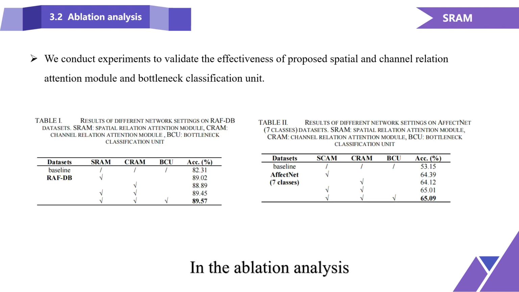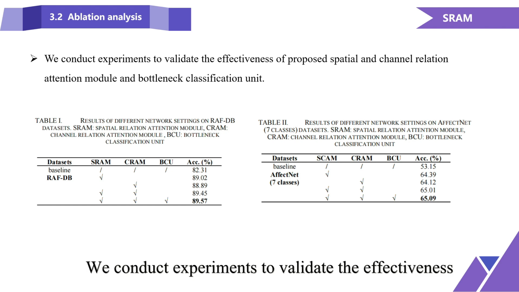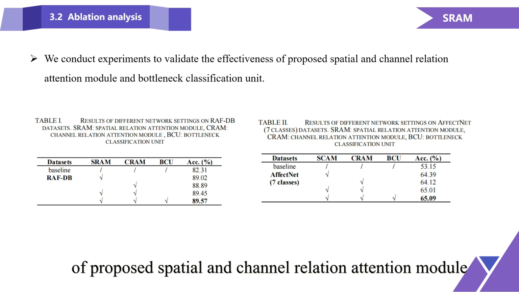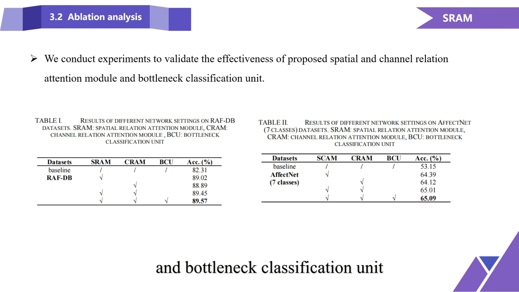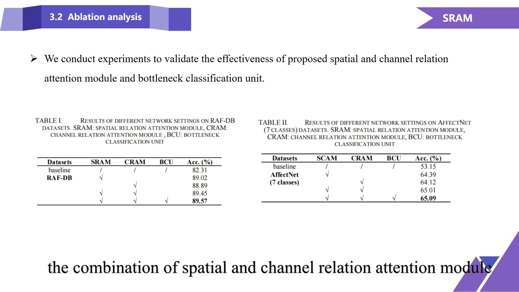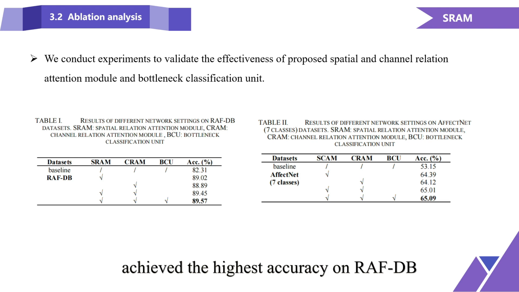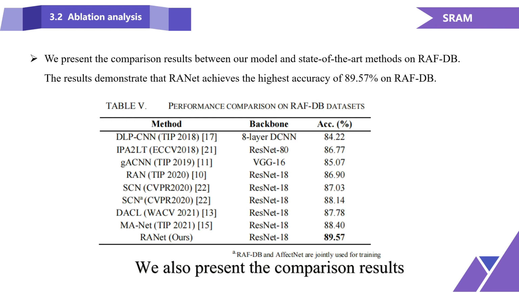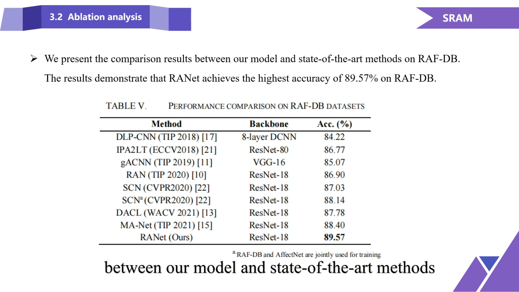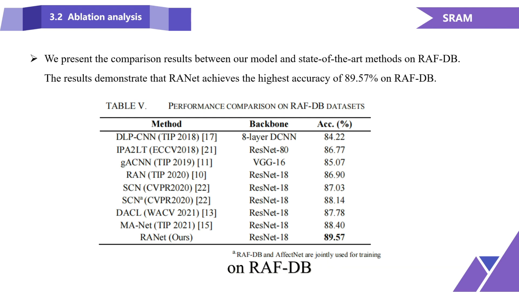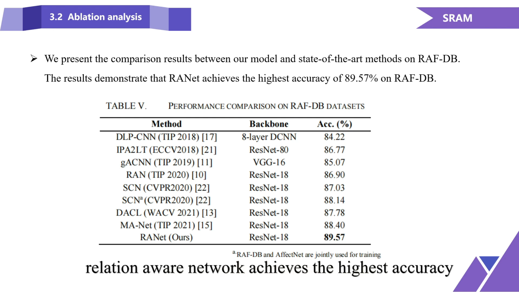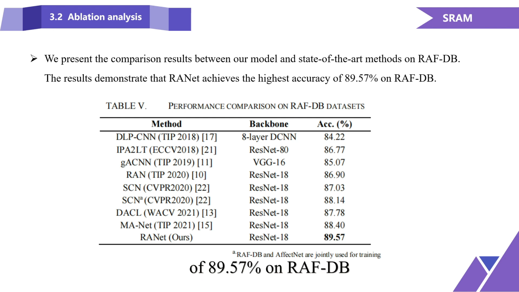In the ablation analysis, we conduct experiments to evaluate the effectiveness of the proposed spatial and channel relation attention models and the bottleneck classification unit. From Table 1 and Table 2, we can conclude that the combination of the spatial and channel relation attention models and the bottleneck classification unit achieved the highest accuracy on RAF-DB. We also present the comparison results between our model and state-of-the-art methods on RAF-DB. The results demonstrate that the relation-aware network achieves the highest accuracy of 89.57% on RAF-DB.